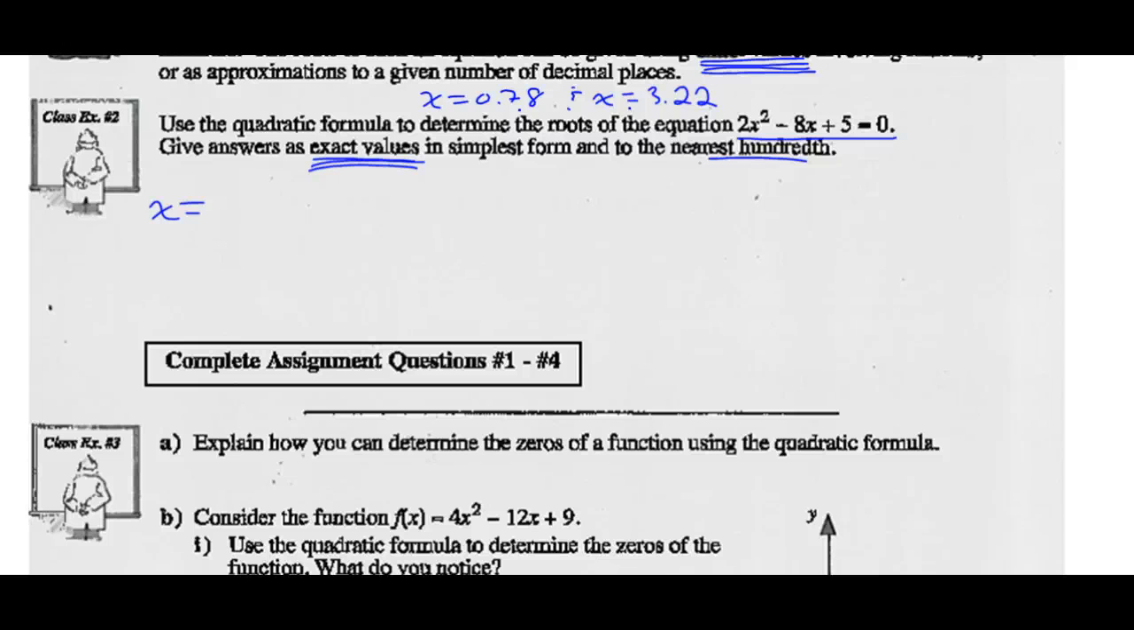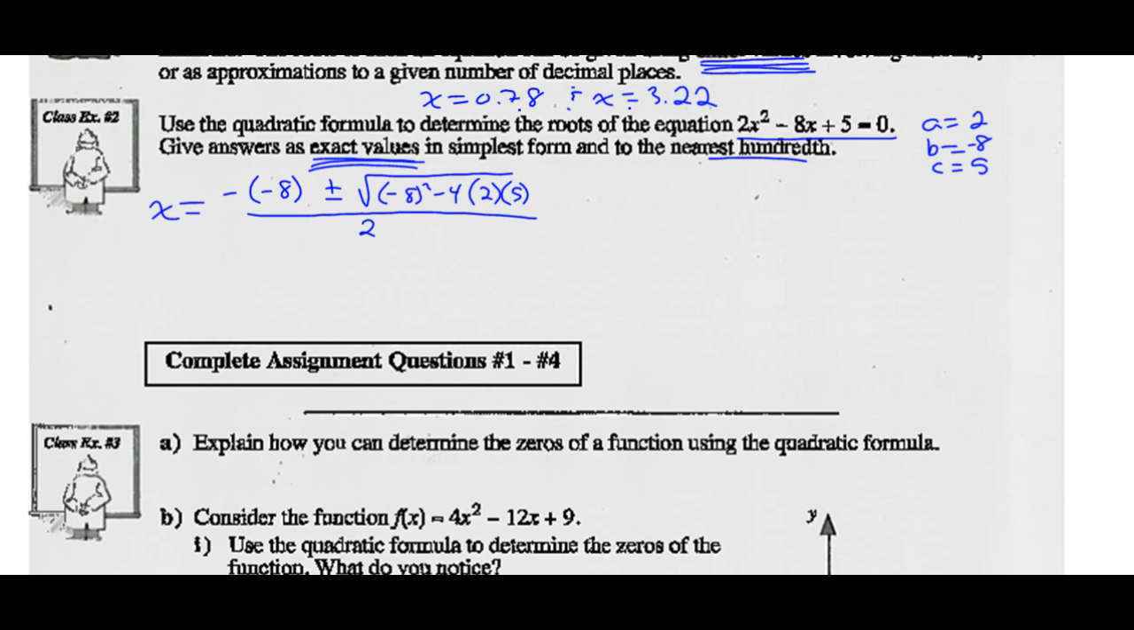So we know the formula. I know my a value is 2, my b value is negative 8, and my c value is 5. So using those values, let's plug into our quadratic formula. x equals negative b, so minus negative 8, plus or minus the square root of b squared minus 4 times a times c, all divided by 2a. So that's our quadratic formula. Substitute in, and now let's simplify.